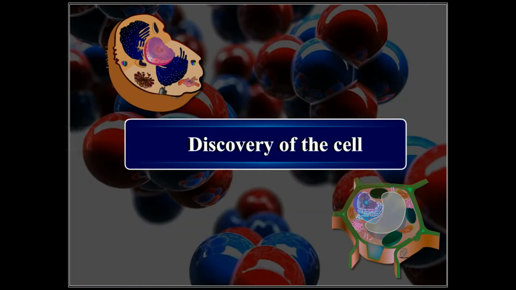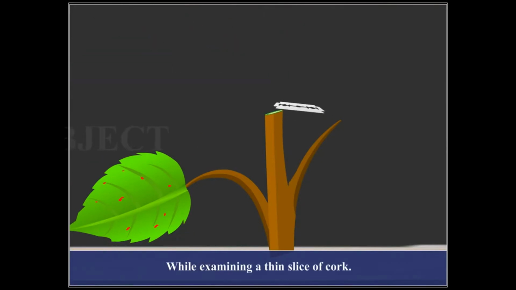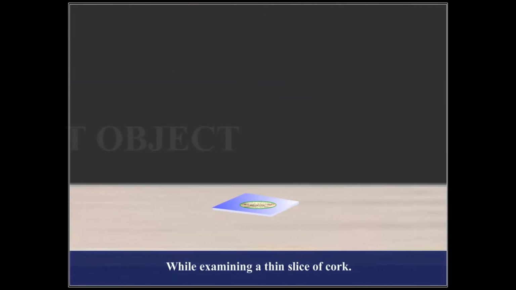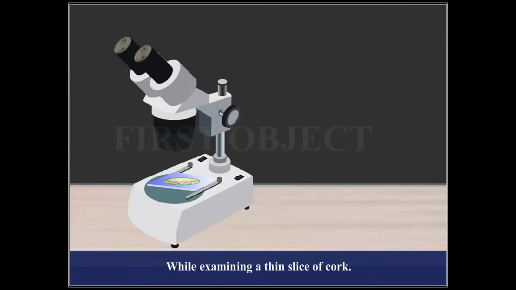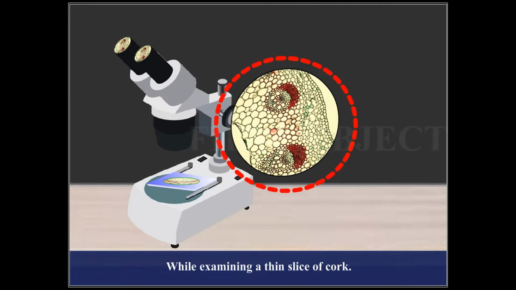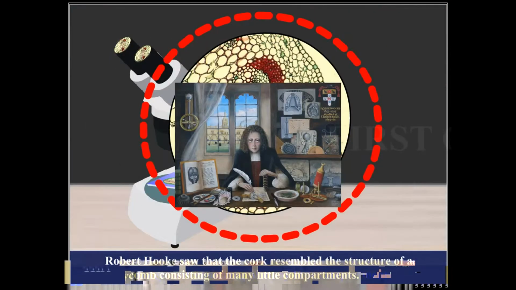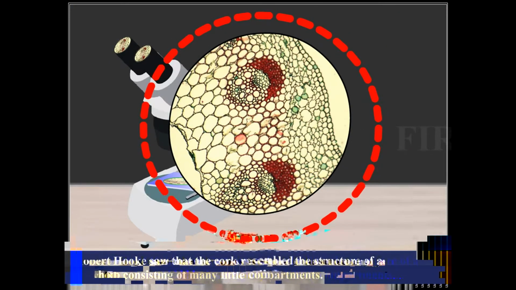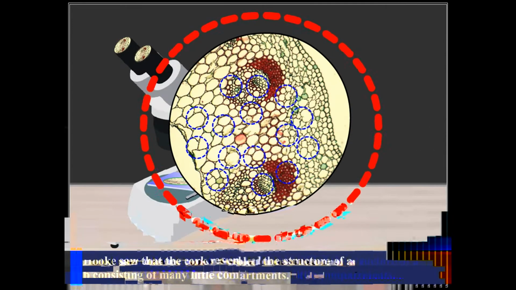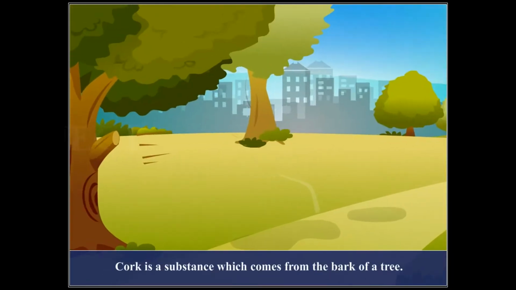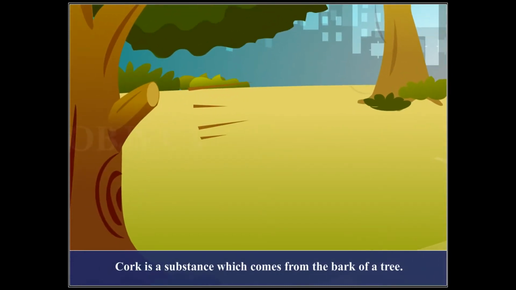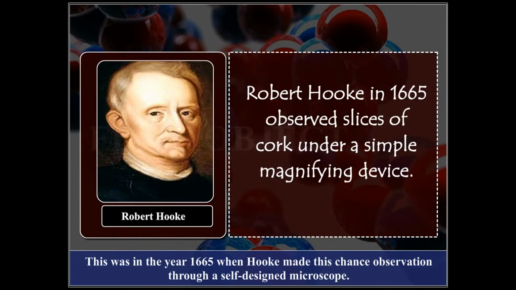Discovery of the cell. While examining a thin slice of cork, Robert Hooke saw that the cork resembled the structure of a honeycomb, consisting of many little compartments. Cork is a substance which comes from the bark of a tree. This was in the year 1665 when Hooke made this chance observation through a self-designed microscope.